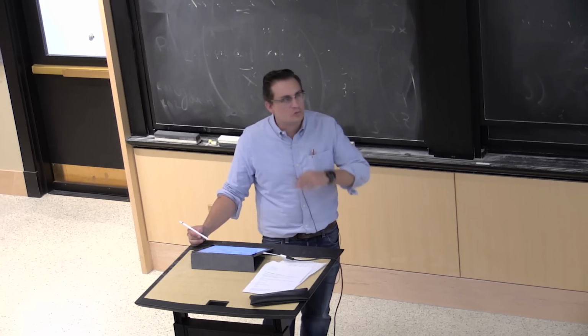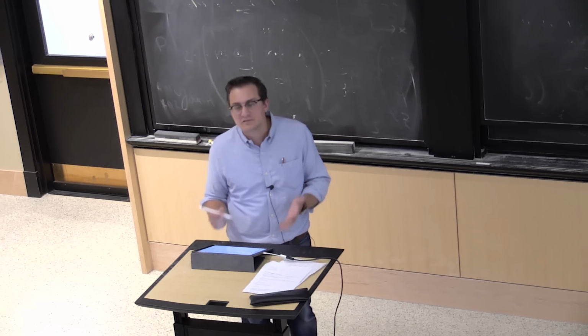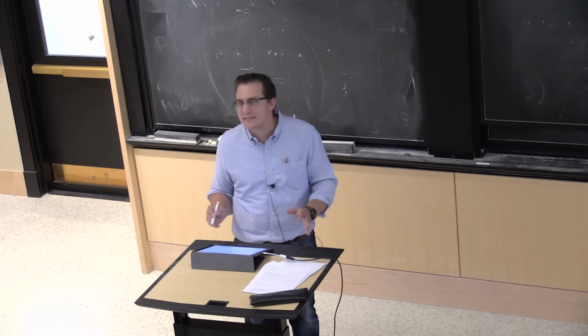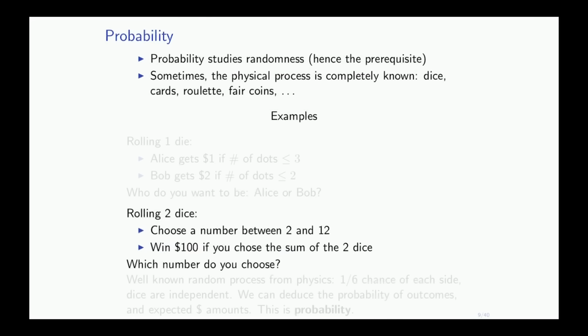I described to you exactly the die. You used the fact that the die would get less than 3 dots with probability 1/2. You knew that, and I didn't have to describe to you what was going on there. You didn't have to collect data about a die. Same thing: you roll 2 dice, you choose a number between 2 and 12, and you win $100 if you choose the sum of the 2 dice. Which number do you pick?